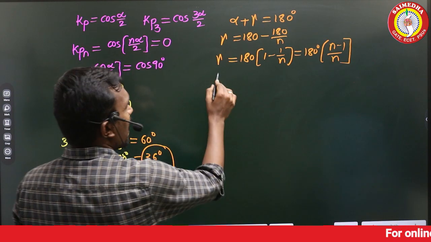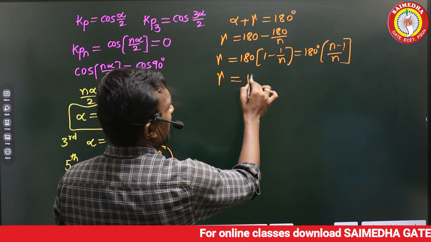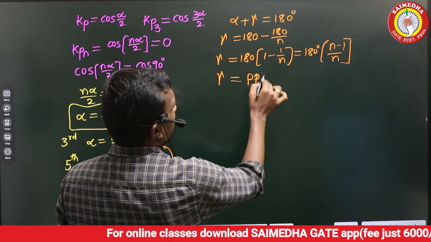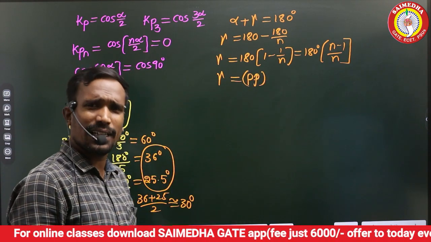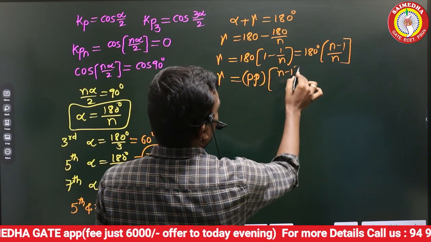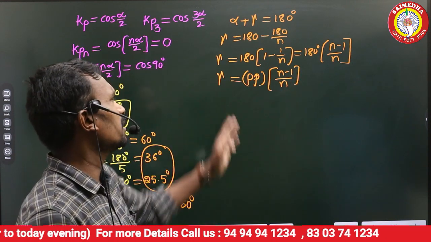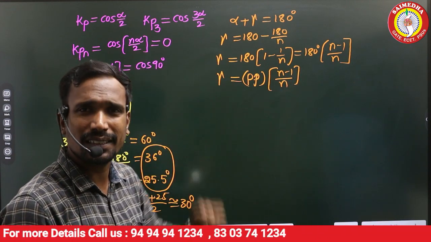The coil span is equal to 180, which is nothing but full pitch coil span, otherwise pole pitch. For full pitch winding, the pole pitch value is 180 degrees. 180 degrees, nothing but pole pitch value, multiplied with (n minus 1) by n. This is what my coil span is.